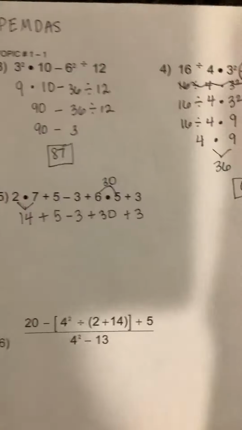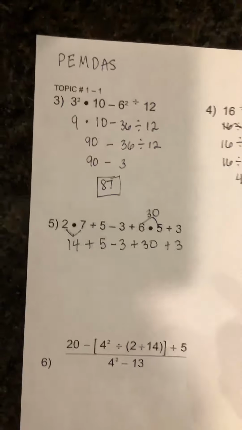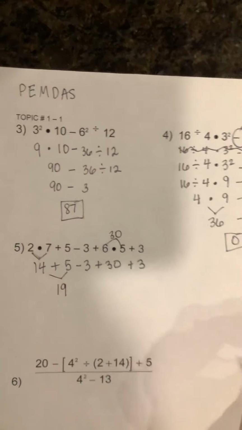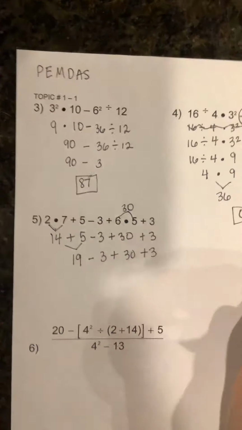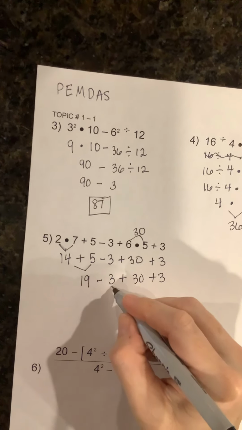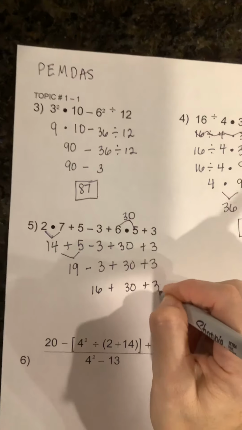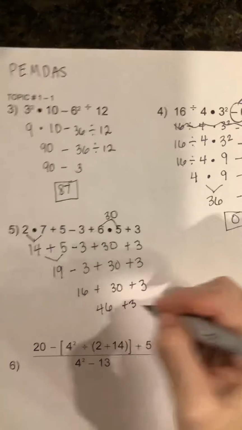Okay, so now all I'm left with is addition and subtraction, and I can do that in the order that it comes. Okay, so 14 plus 5 gives me 19. I'm going to bring down everything else, minus 3 plus 30 plus 3. Okay, so now then 19 minus 3 gives me 16. Bring down what's left. 16 plus 30 gives me 46. Plus 3, and yep, my cat just jumped up on the cabinet and knocked down my notebook.